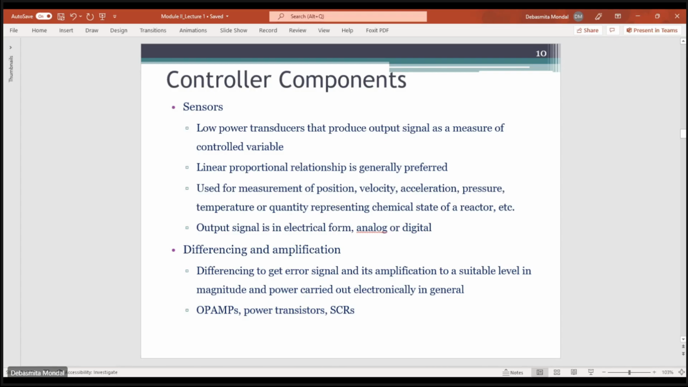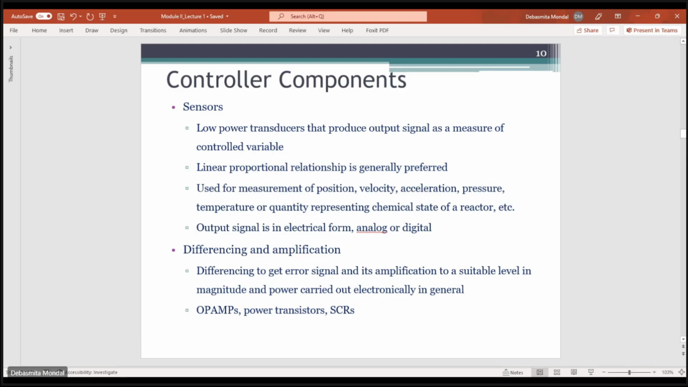Mostly op amps are used for differencing and for stable amplification over a wide frequency range. And power transistors and SCRs, that is the silicon controlled rectifiers, are mostly used to provide a very large range of voltage or current or power levels at the final stage. Depending on what the requirement of the plant is, the controller will generate a suitable control signal, and for generation of that signal there are multiple steps inside the controller which work hand in hand, and the final control signal is generated.